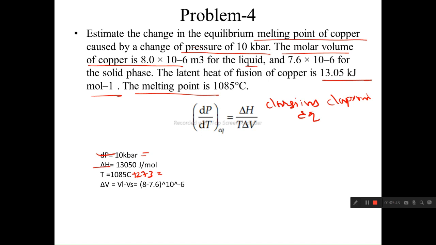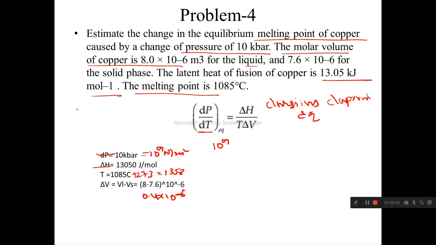1085 plus 273, so 1358. So this will be 1358, and here delta V is 0.4 into 10 to the power of minus 6. Substituting all this, we can get the estimated change in the equilibrium melting point. It is 10 kilobar. That means we need to calculate in Newton per meter square. Bar means 10 to the power of 5. 10 into 10 to the power of 5, that's kilobar he has given.